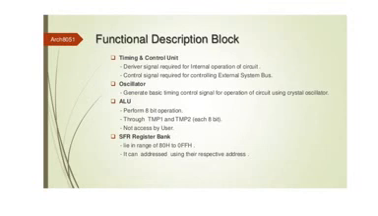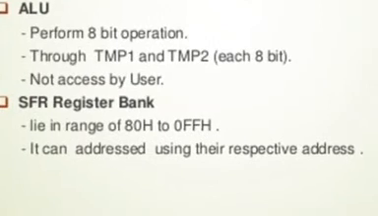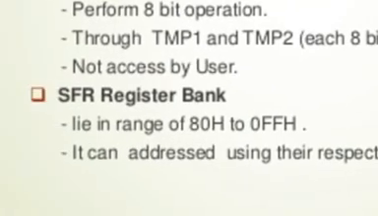Then ALU, we saw this too. It performs 8-bit operations through the two 8-bit registers, that is, temporary registers. Next, SFR register bank. This SFR lies at a range of 80H to FFH. You have SFRs, that means accumulator, B register, program counter, DPTR, PSW, TMOD, TCON, port 0, port 1, port 2, port 3, all in this range only, 80H to 0FFH. So all of this comes under the SFR register bank.